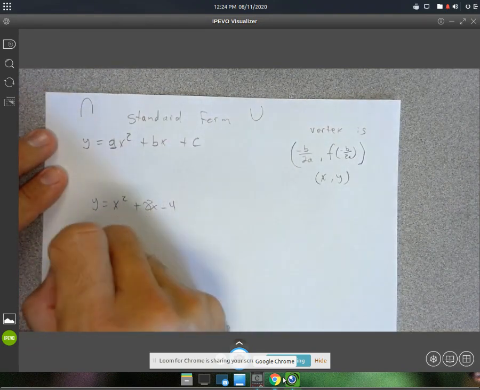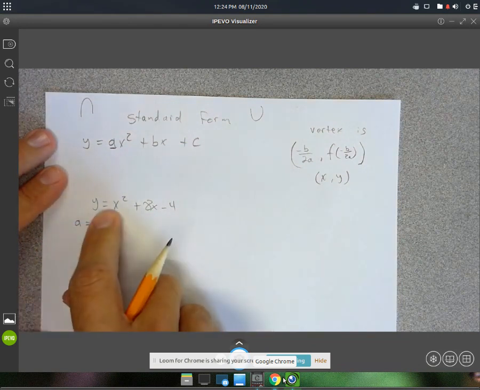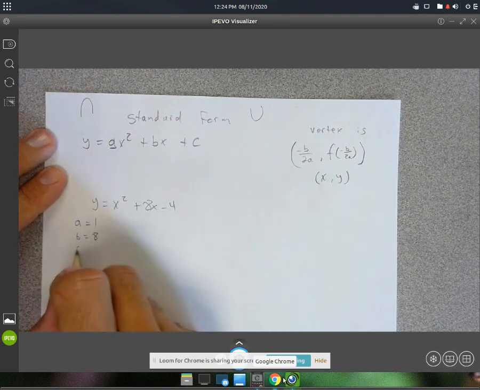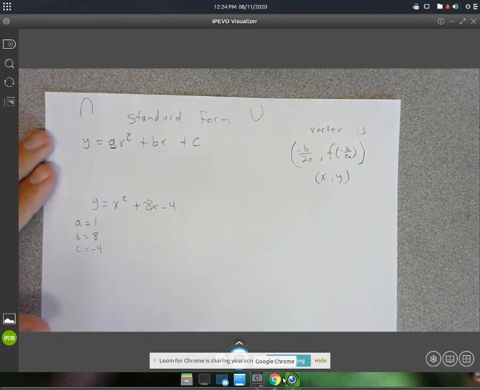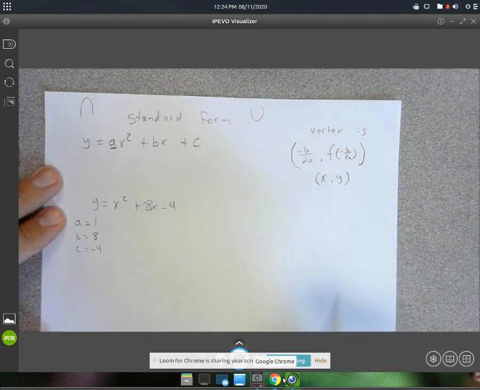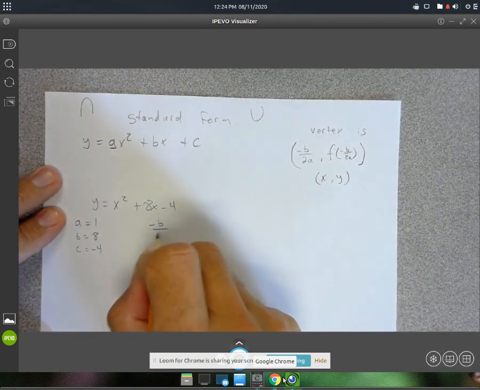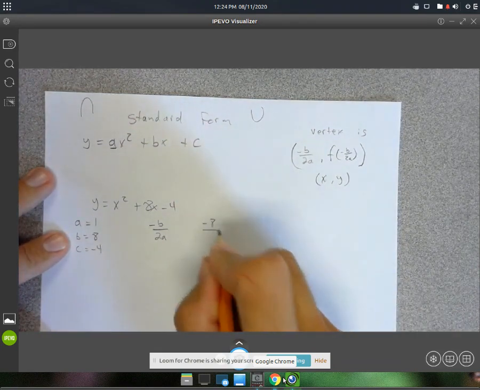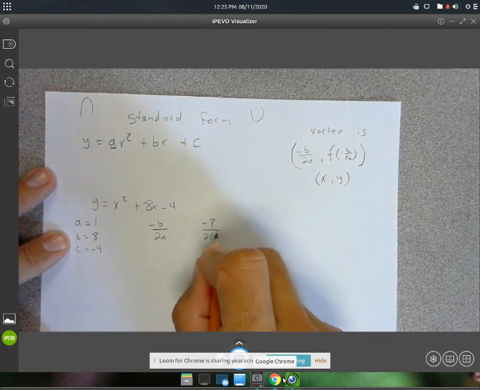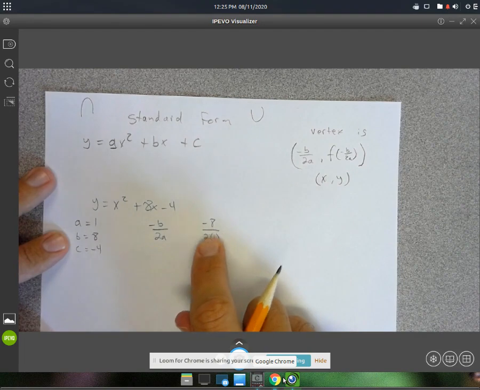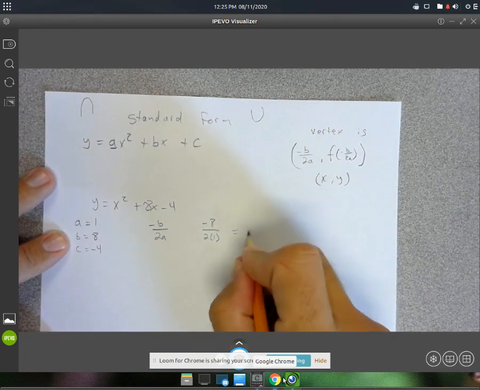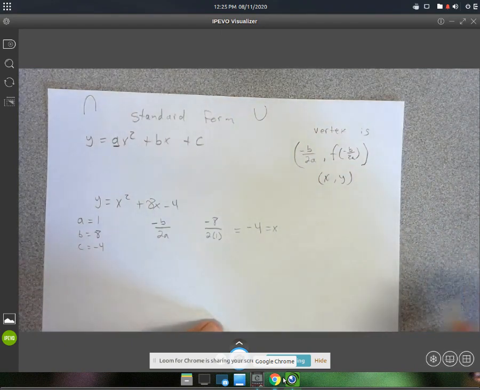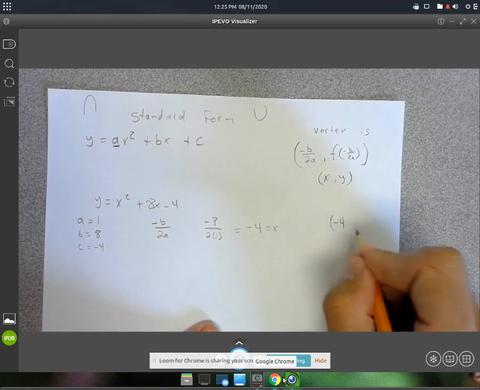Let's go ahead and label these. A is equal to 1, because there's a 1 right there, 1x squared. B is equal to 8, and C is equal to negative 4, although that really doesn't matter. So, all right, if we're going to find the vertex, we're going to do negative b over 2a. So that's going to be negative 8 over 2 times 1. That's just a 2. So negative 8 divided by 2 is negative 4. Now that is our x part. That's the x part of our vertex. So we already know this part is negative 4.